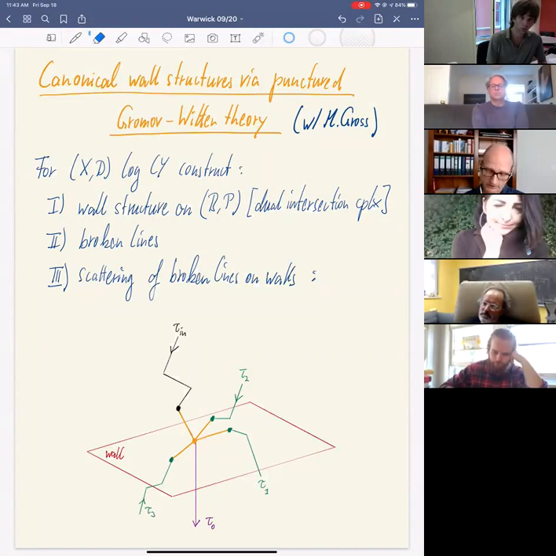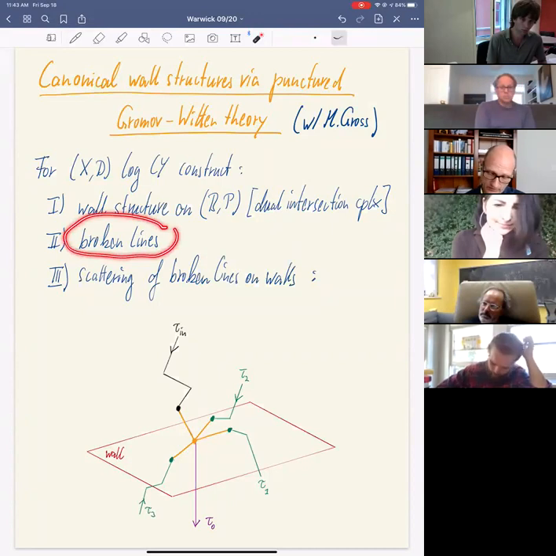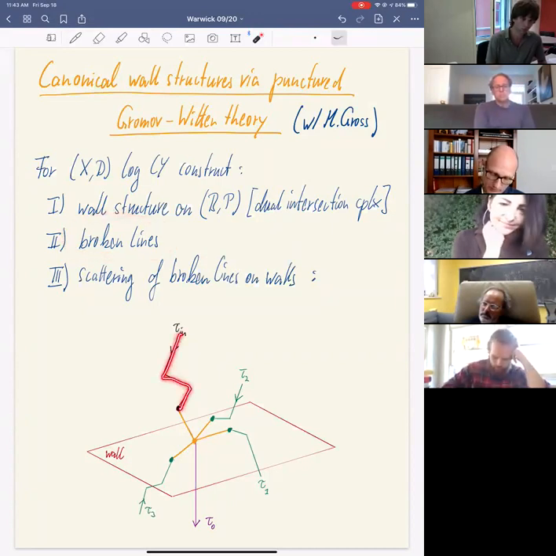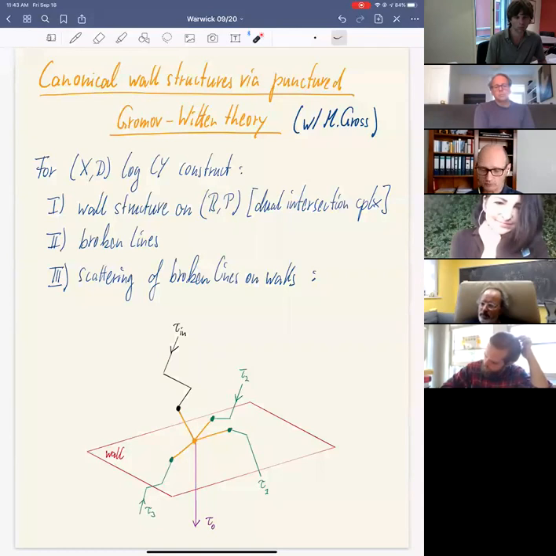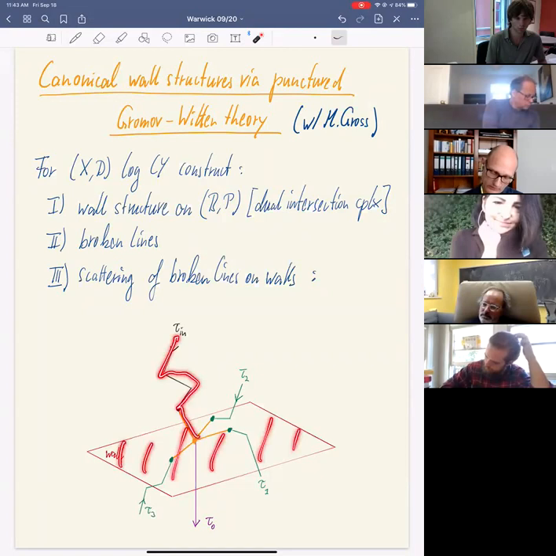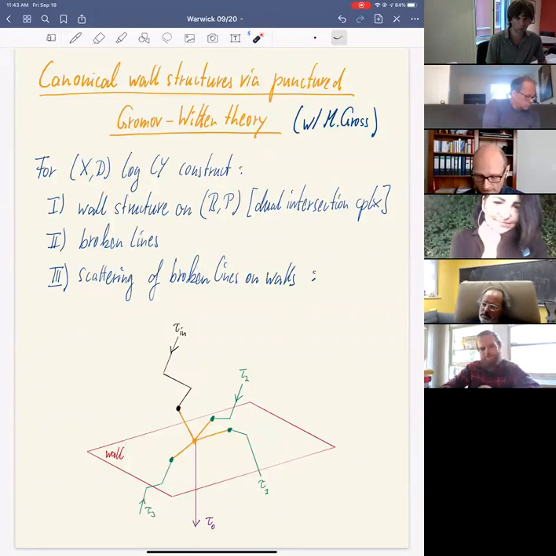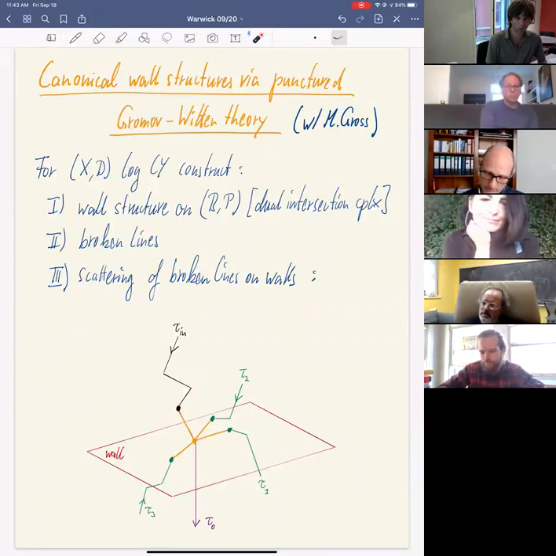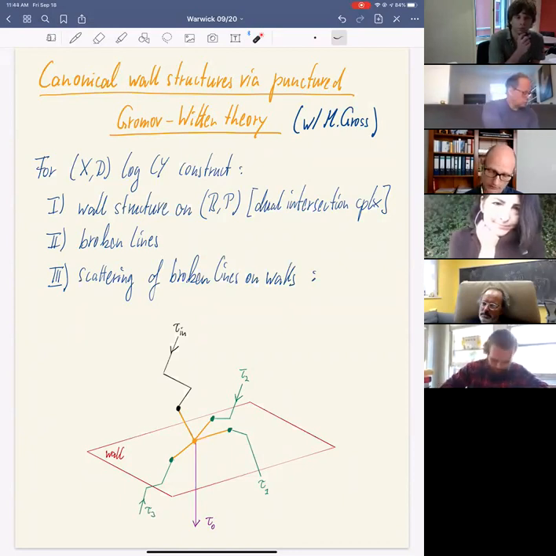Once we have a wall structure, we can define a notion of what we call broken lines. They're depicted here. This would be something like a broken line. It's a piecewise linear object that meanders through your topological manifold and can bend or not bend at the walls. So here's one wall, it's a codimension one object, and then you go through it transversely and you bend. And that leads to the main topic of the talk.